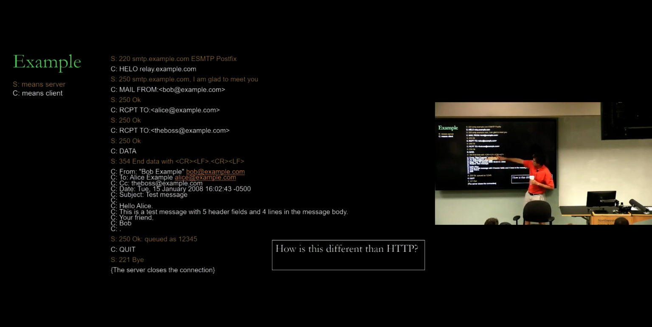The server actually tells the client that you can end your data with carriage return line feed, dot, carriage return line feed. So basically it's a new line that has just a period in it. And once the client sends that line, then the message is processed by the server.